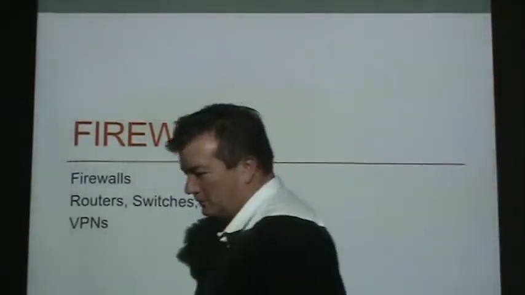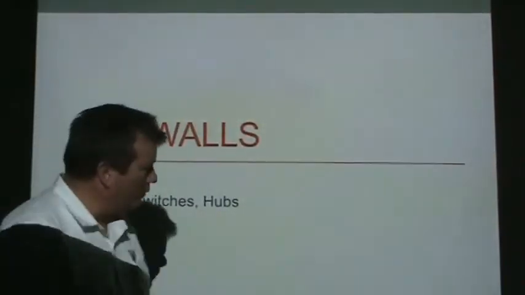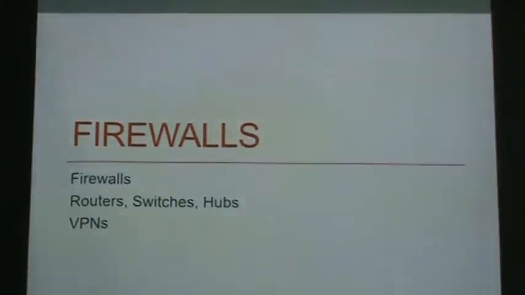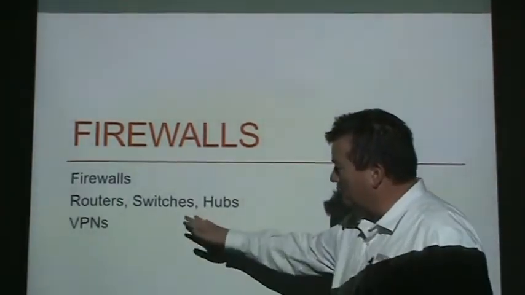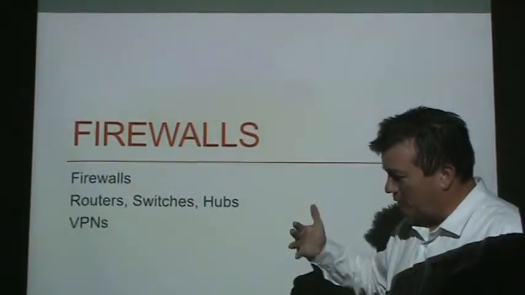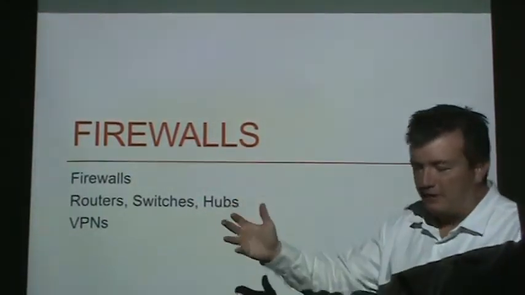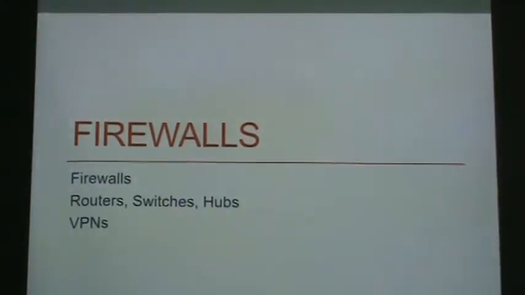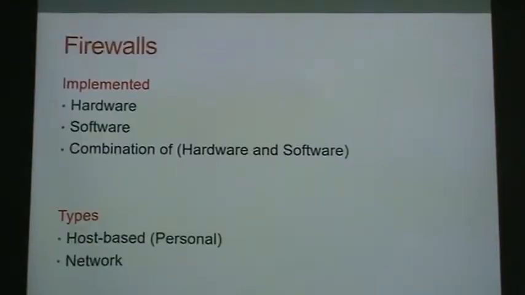Okay, so we'll now talk about firewalls and what a firewall is, and then routers. A firewall is something we can attach to anything that's connecting to the internet to protect traffic going in and out of them. So we can attach them to routers, switches, and hubs. And then we'll talk about virtual private networks, which could impact firewalls.